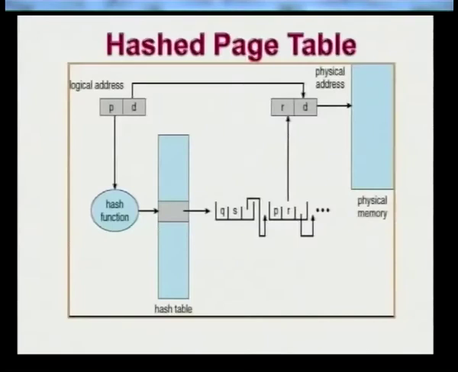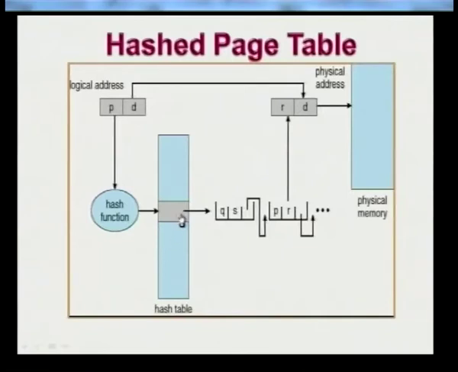This is how a hashed page table implementation looks. This is the logical address, which has the combination of P and D. D is saved for future use as such, and P is given as input to a hash function by the hashed page table algorithm. The result of the hash function gives you the entry into a hashed page table.